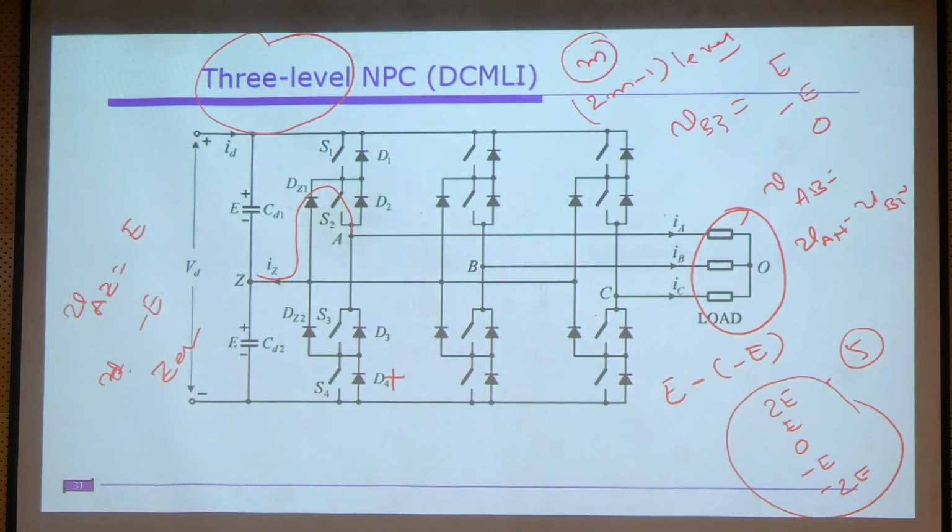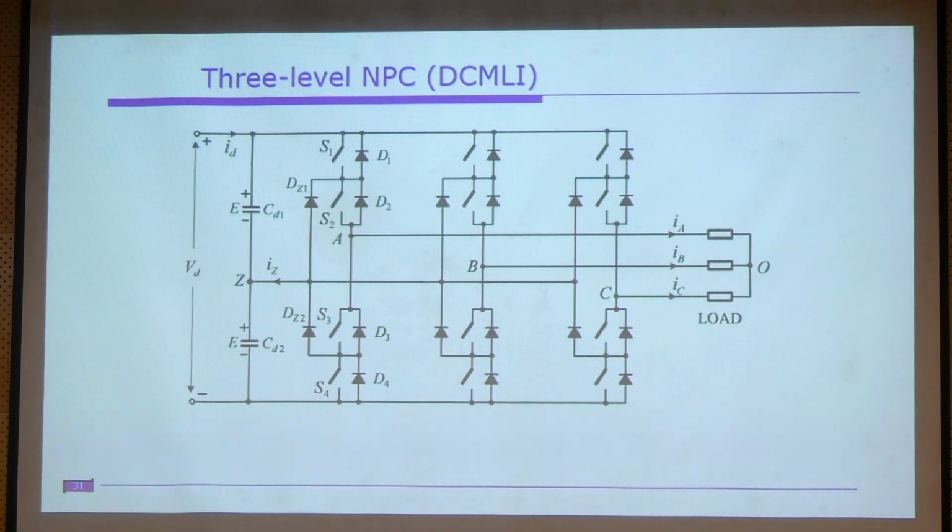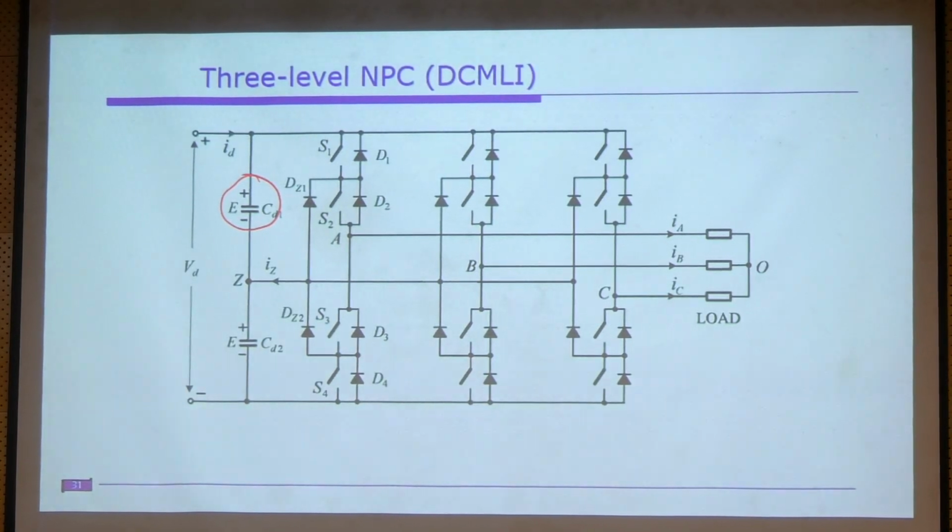And another thing is that these two may be the DC sources. It may be some battery packs, or if it is an EV, it is battery packs. If it is some renewable energy application, we normally connect a PV along with its MPPT circuits.